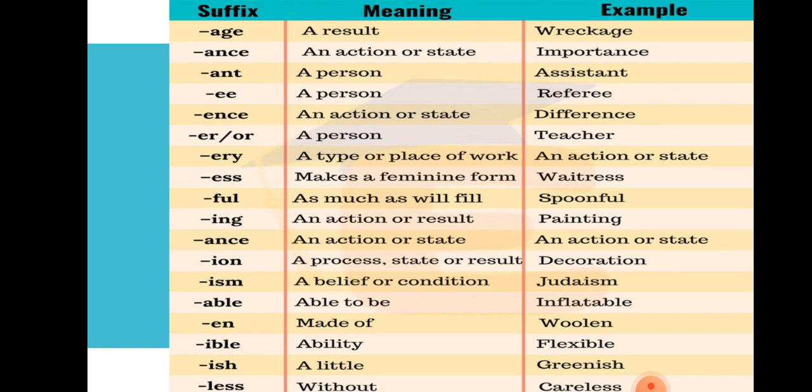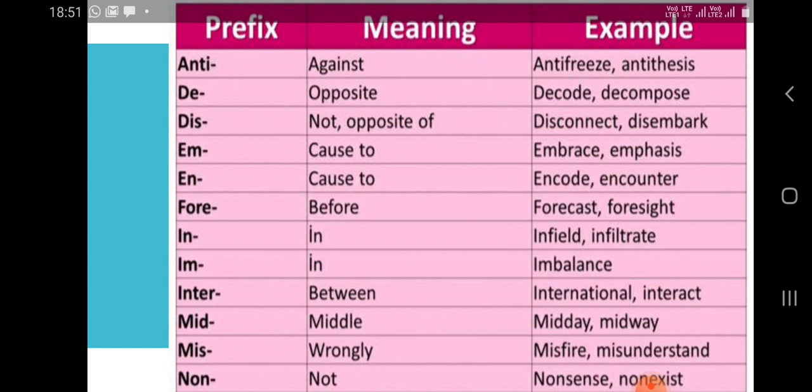Okay, and IBLE means ability, you can say flexible. And ISH, you say greenish. And then LESS, you can say without, as in careless. So likewise here, you are adding some of the prefixes.